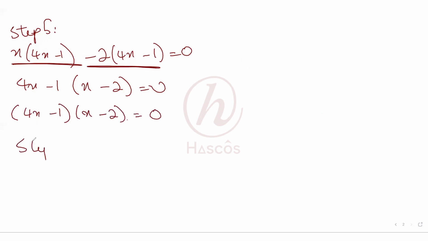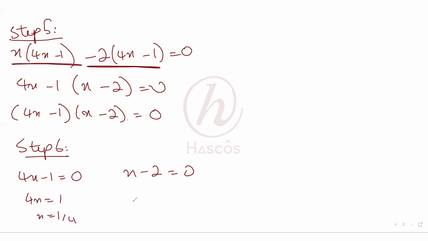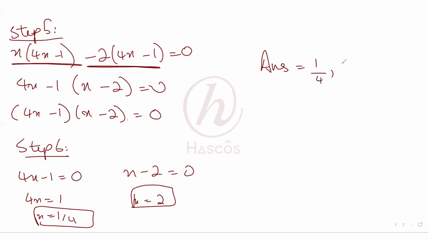In step number 6, we just need to solve both of the brackets separately. 4x minus 1 equals 0, x minus 2 equals 0. 4x equals 1, so x is equal to 1 upon 4. x is equal to 2. Hence our answers are 1 upon 4 comma 2. And that is it.